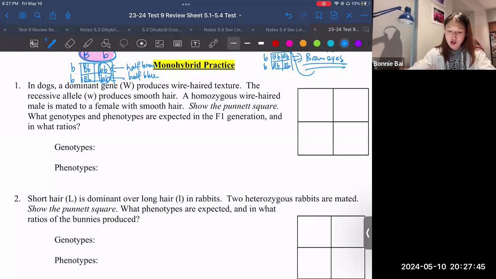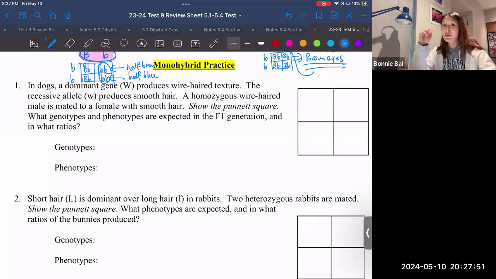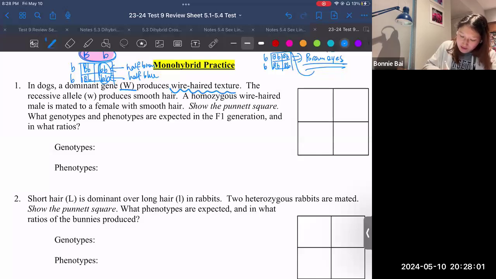For this question, it says, in dogs, a dominant gene, W. So it gave you the W, use the W. But if you're writing W, make sure your big W and little w are very different from each other. Okay, it says, big W gives you wire hair texture. Little w, smooth hair, okay?